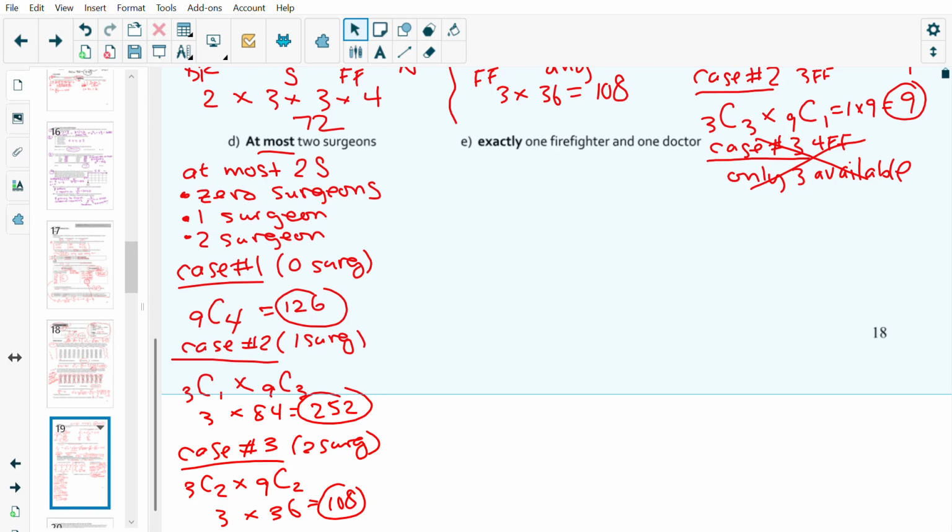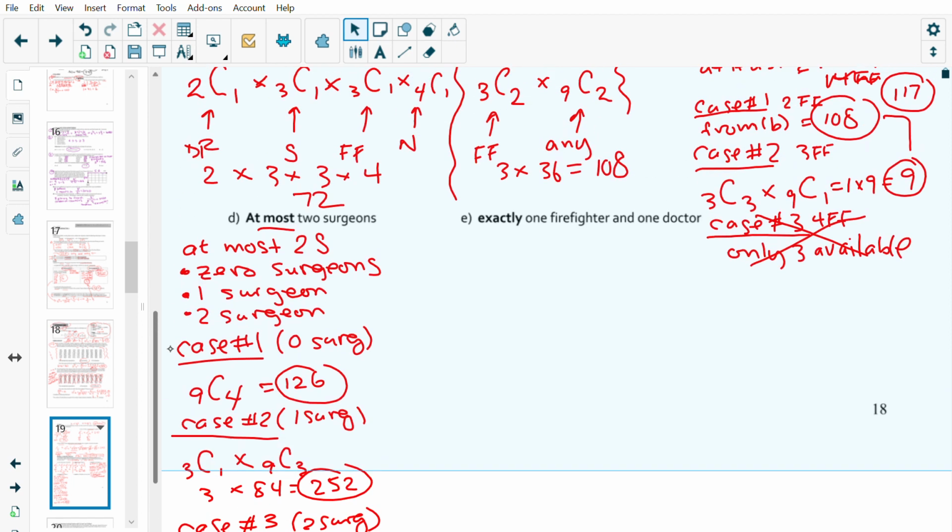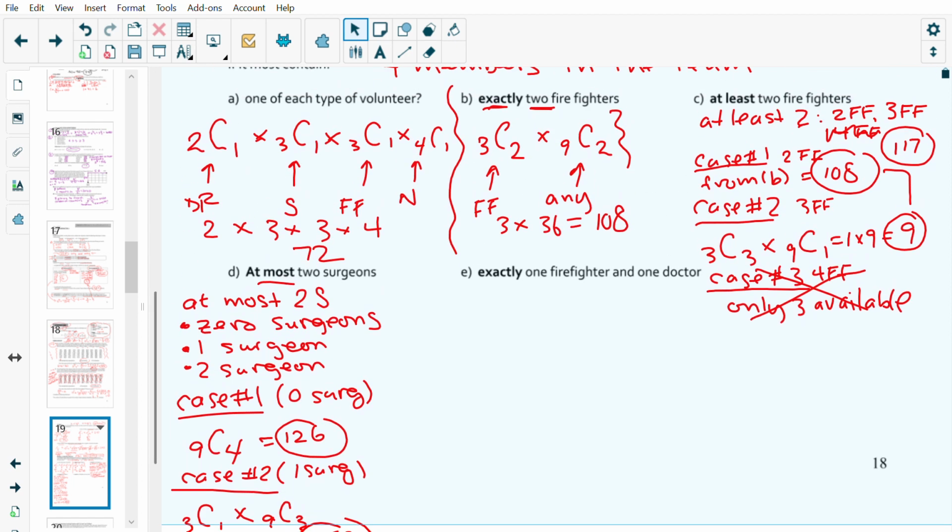Okay. And then let's add those 3 up. 126 plus 252 plus 108. I get 486. 486 possible ways to select at most 2 surgeons.